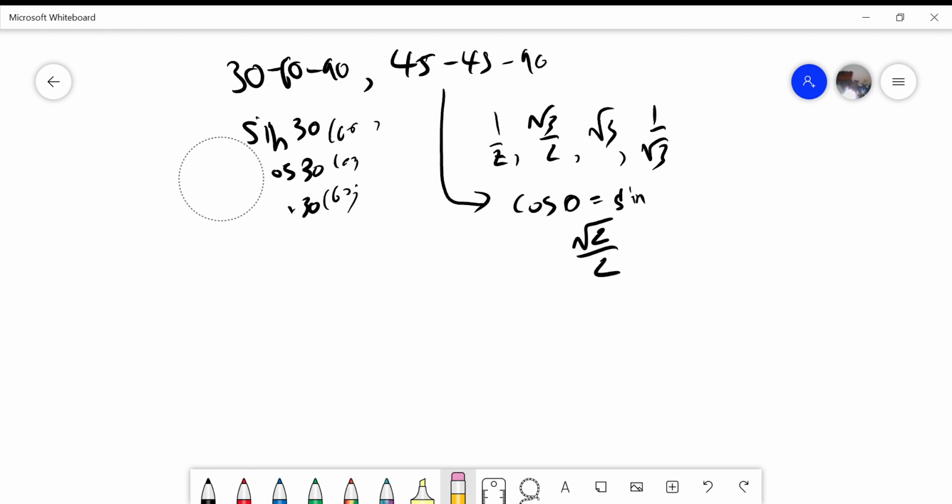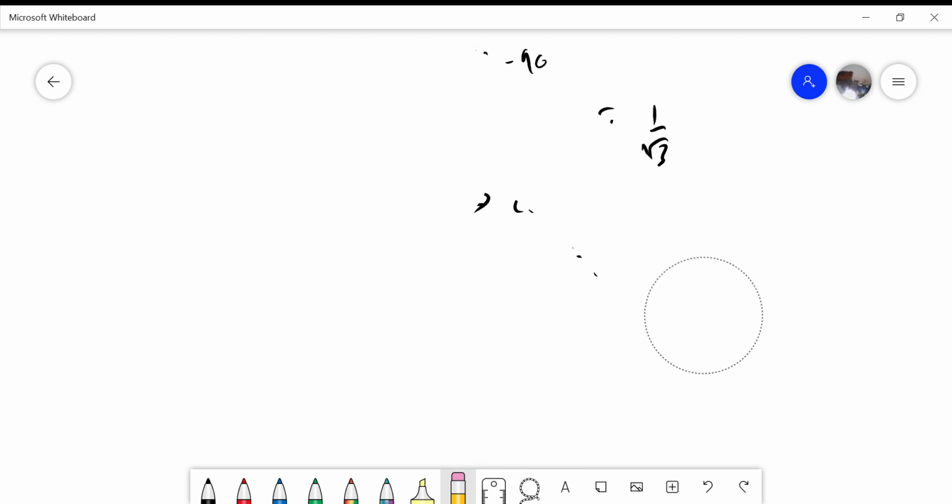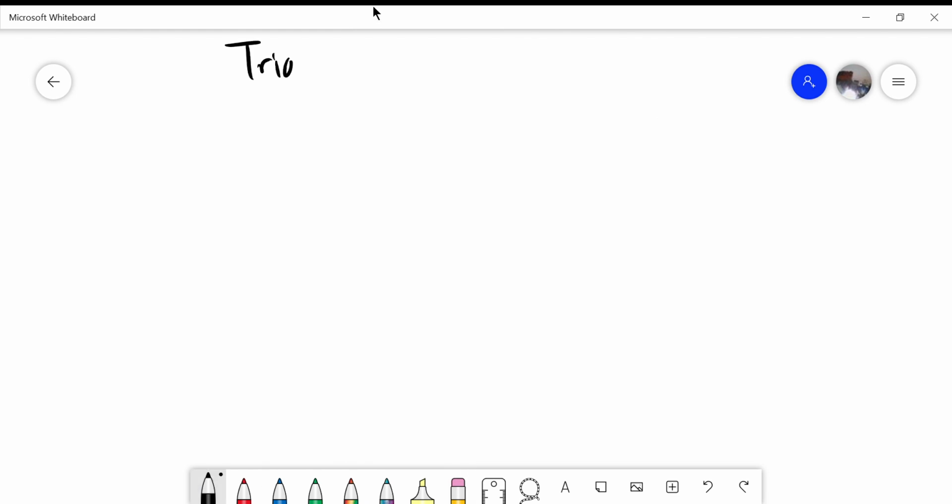So this week we're going to be looking at trigonometric identities. And basically it relates trig functions with other trig functions. So to start off, we're going to get another triangle.